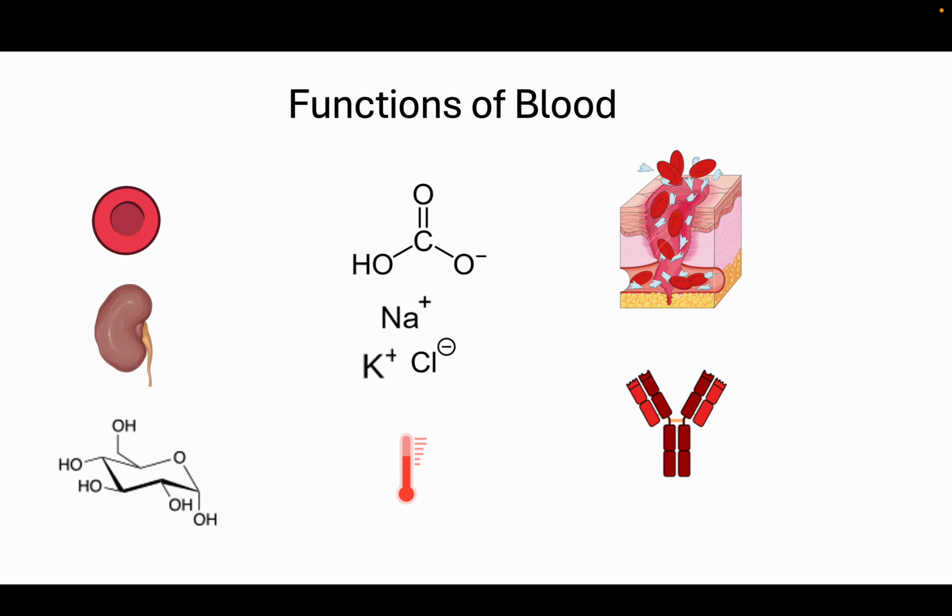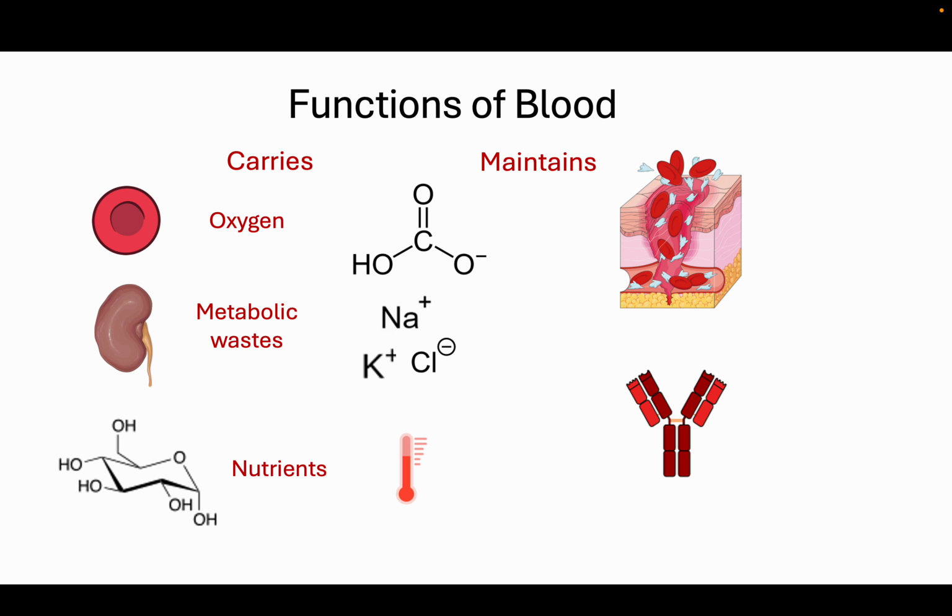The functions of blood. So blood, you may be aware that it carries oxygen in the red blood cells as it is attached to hemoglobin. It's also going to carry metabolic waste, most of them going to the kidneys to be secreted into the urine and gotten rid of that way. And then nutrients such as glucose are going to be transported in the blood.